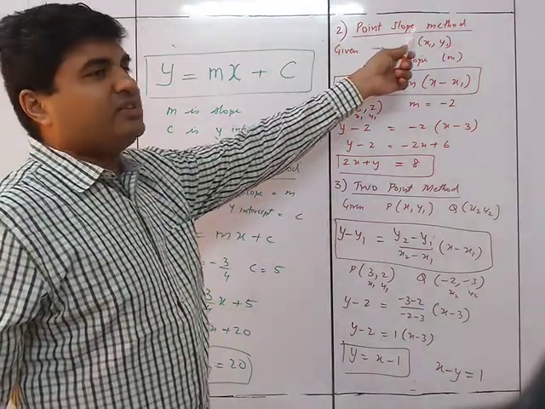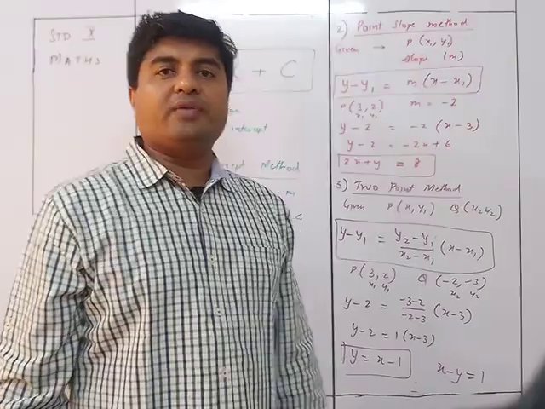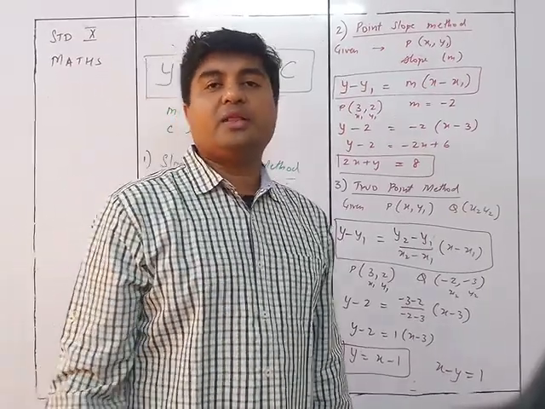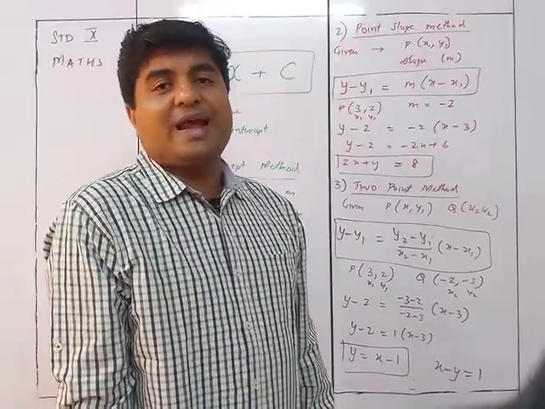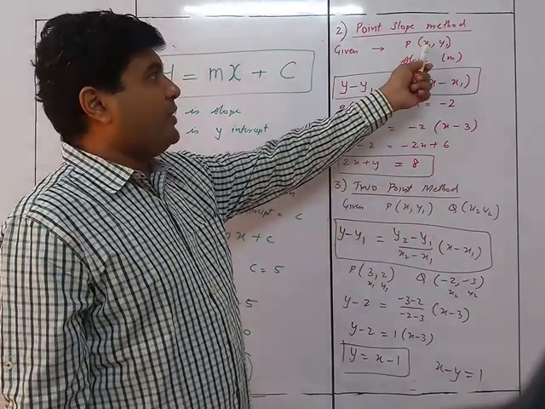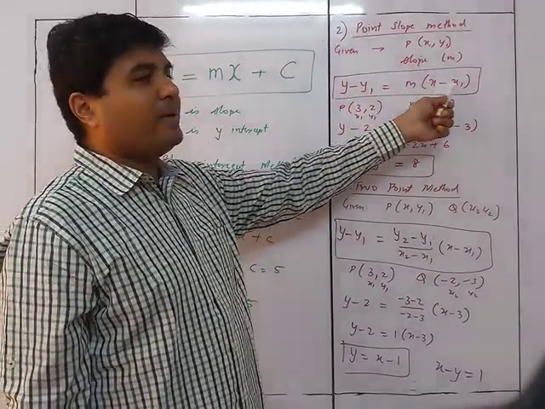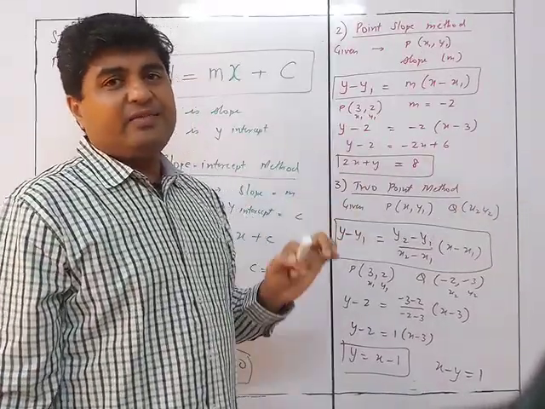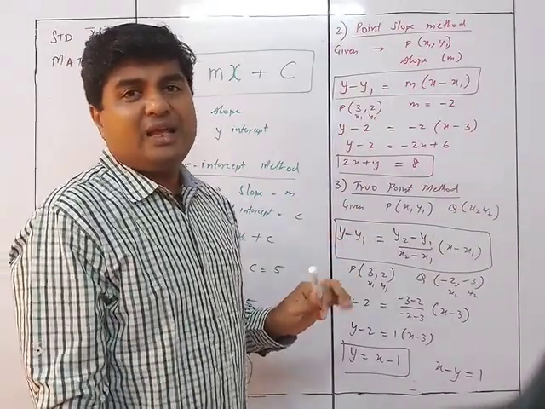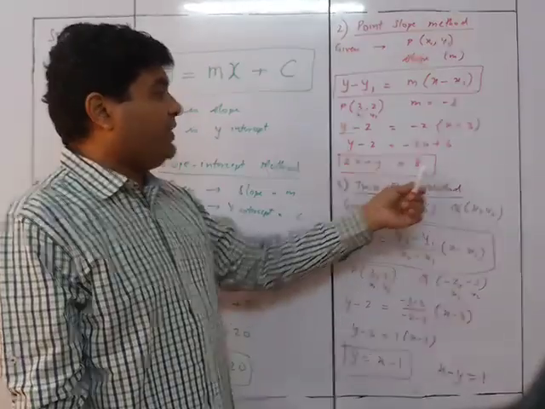The next is the point-slope method, wherein you are given the slope of a line and the point through which that line is passing. In that case, the point will be x1, y1. You get the equation as y minus y1 is equal to m times (x minus x1). So you can see in each and every case, we are retaining the variables x and y for the equation.